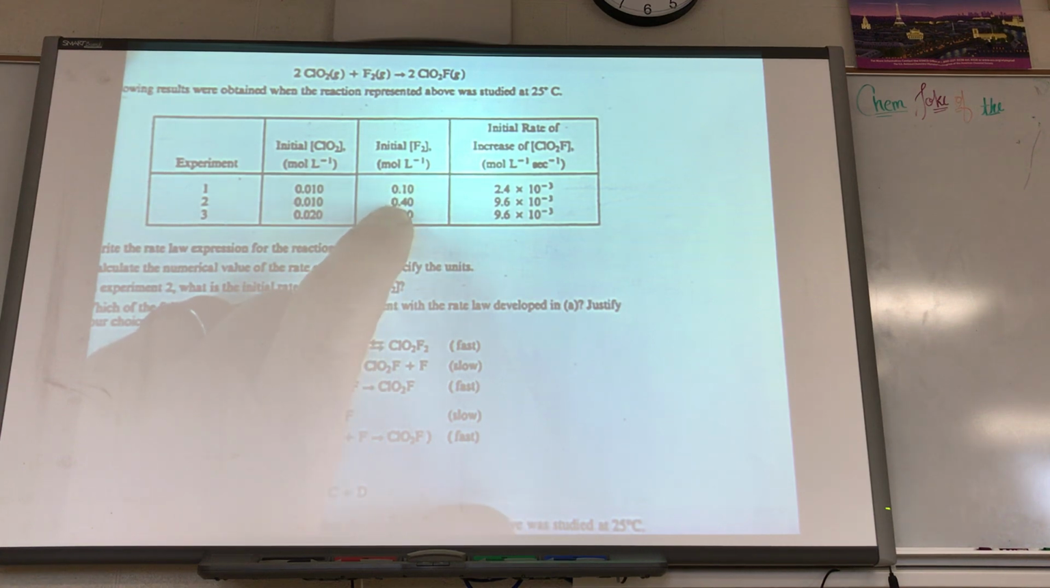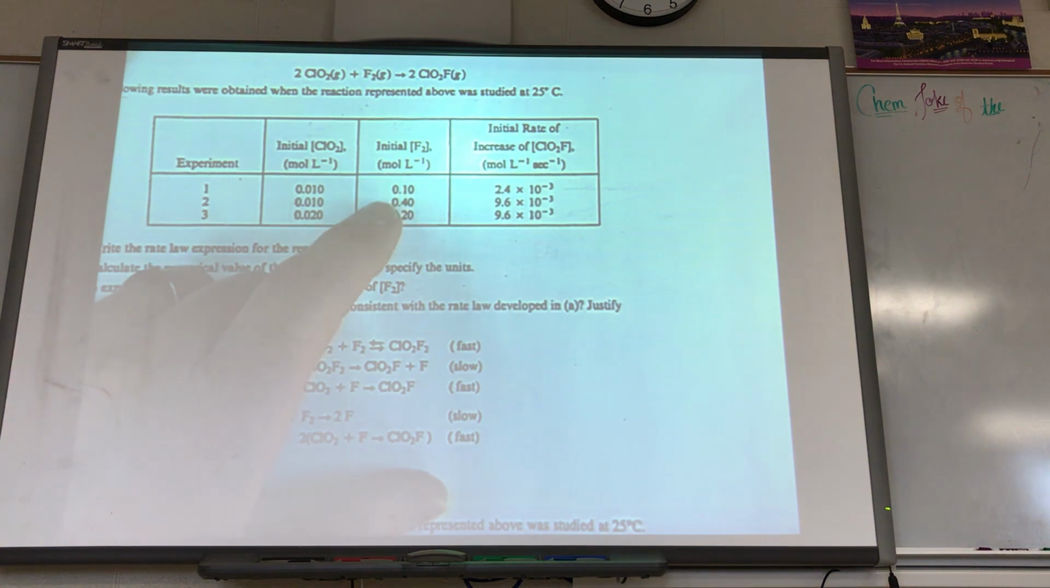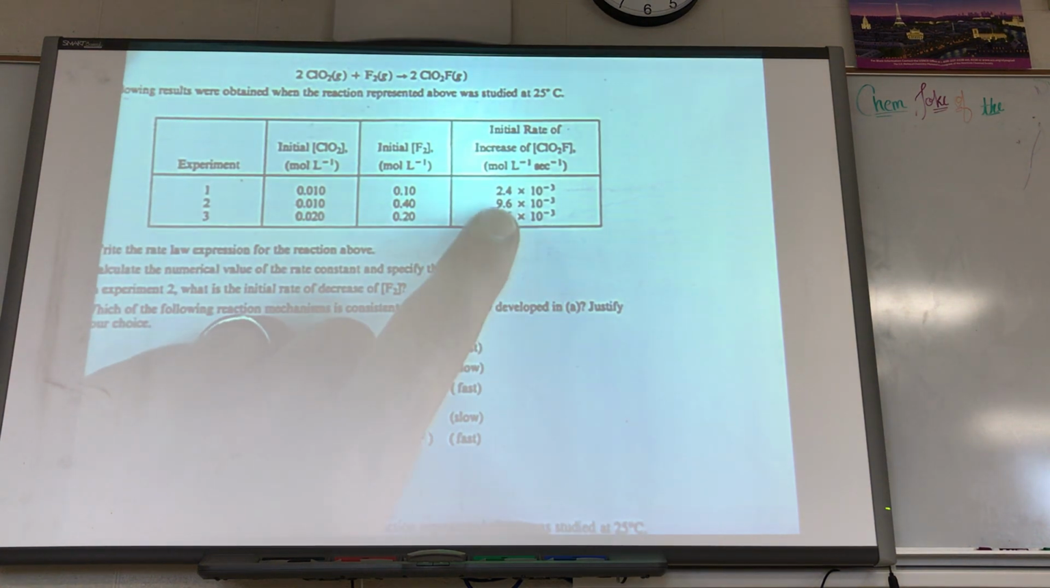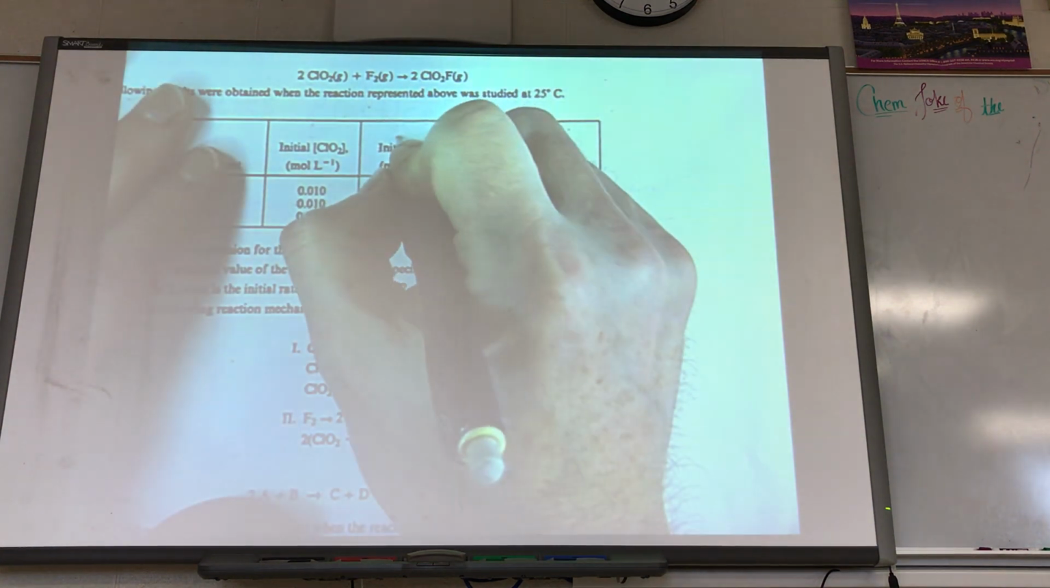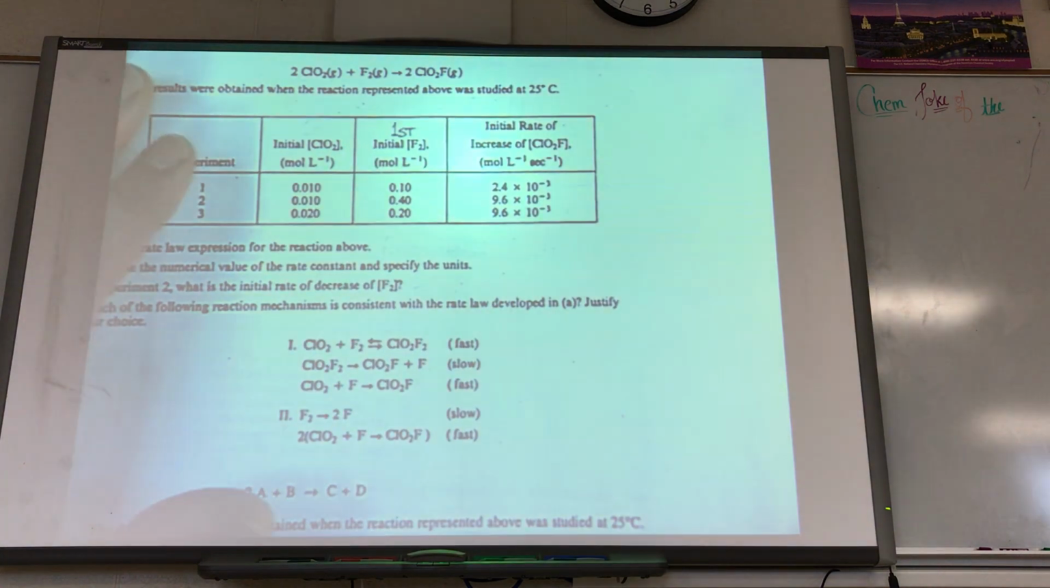Because remember, first order means whatever change you apply to the concentration, that same change happens to the rate. The concentration went up by 4, and the rate went up by 4. That's first order. So I'm going to write above F2 first. We know that F2 is first order.